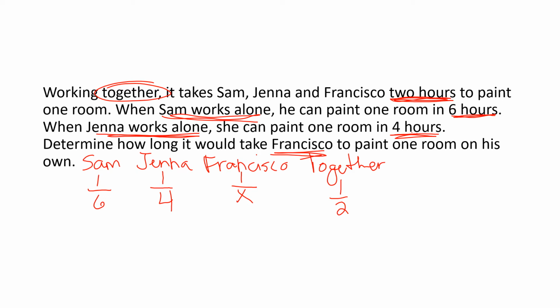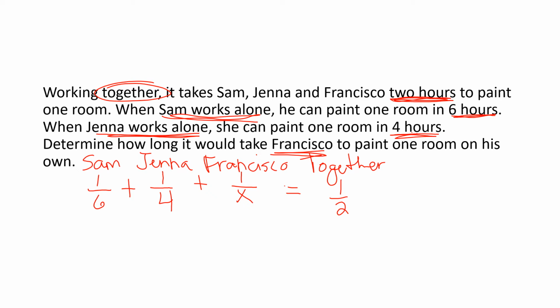Now, all together, because we're dealing with rates, tells us that we need to add Sam plus Jenna plus Francisco, and that should equal how quickly they can work on this together. All right, so we got 1/6 plus 1/4 plus 1 over x equals 1 over 2. And we know that in order to solve for x, we want to get a common denominator. So we got a 2, a 4, and a 6. Let's see. All of these go into 12. So I need a common denominator of 12x.